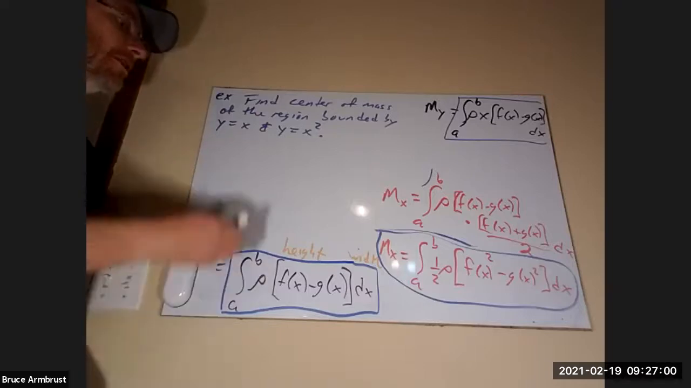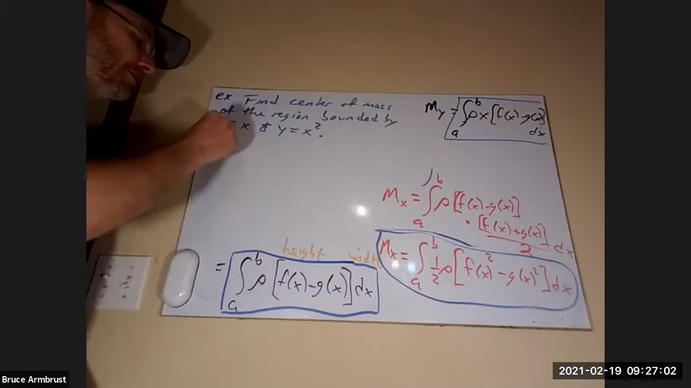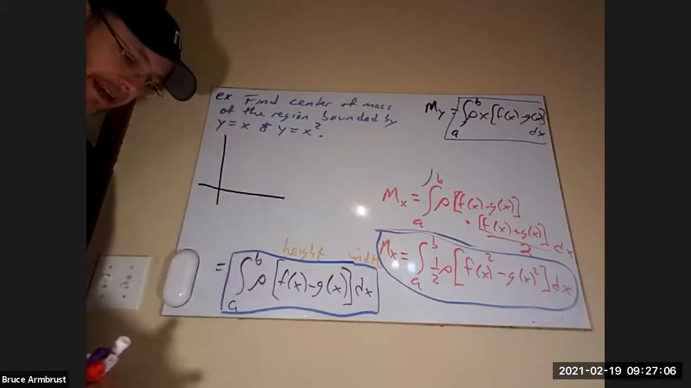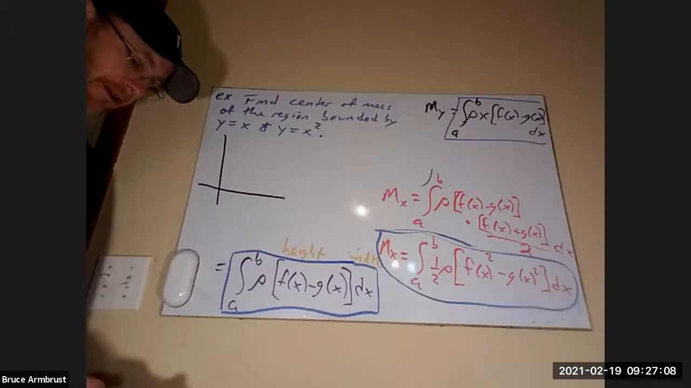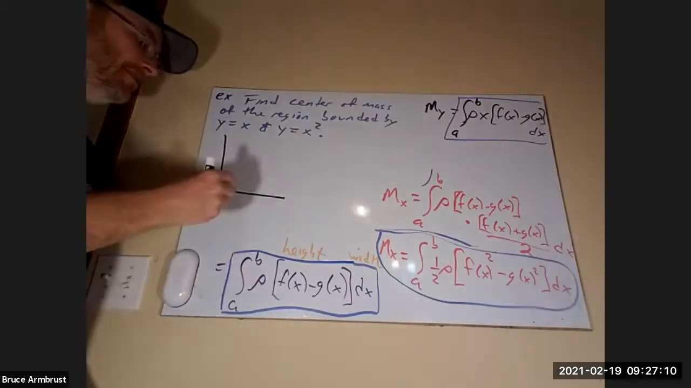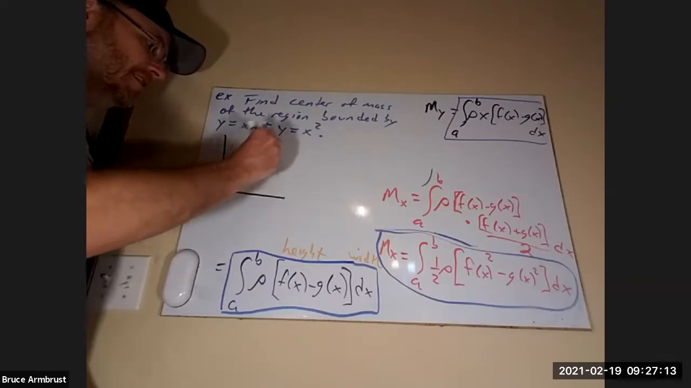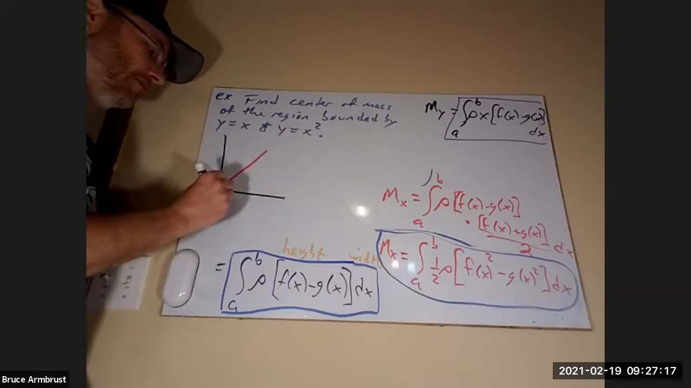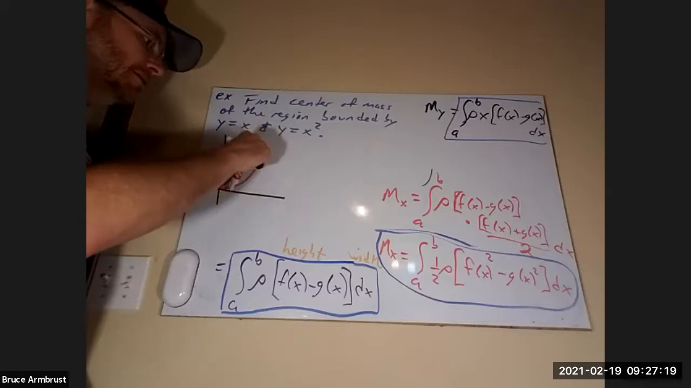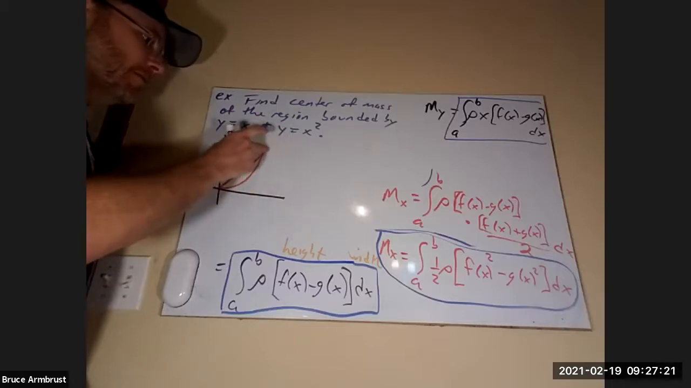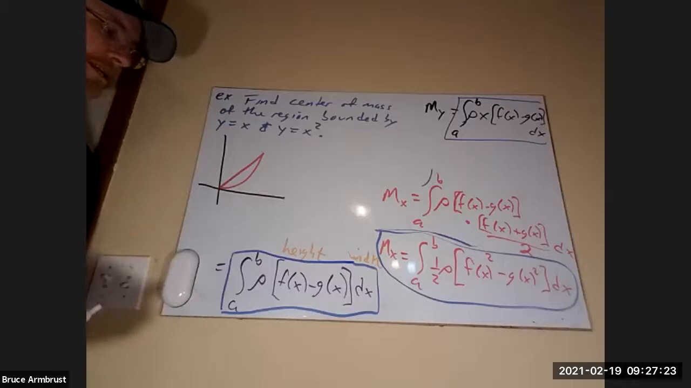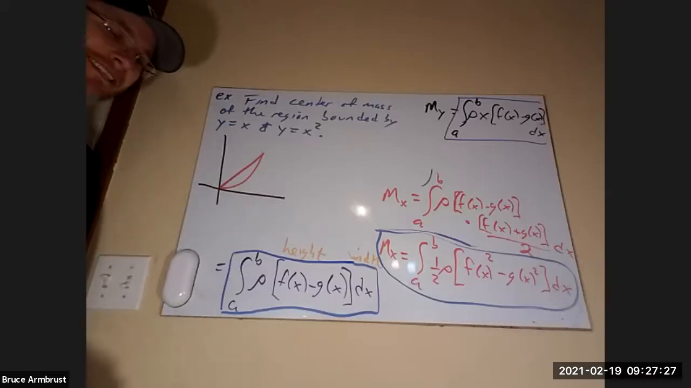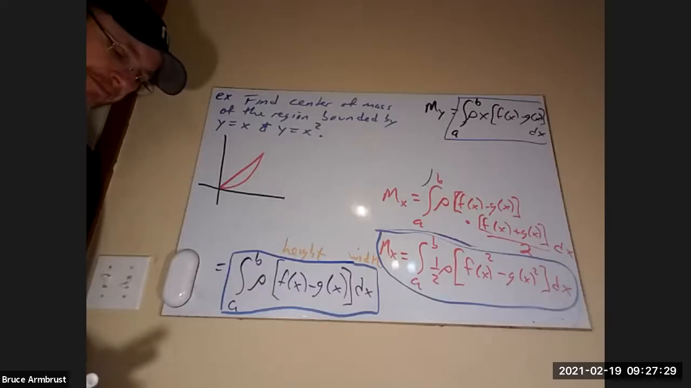So let's start with drawing a graph of it, just so we know what we're doing. Y equals x, of course, that's the line that goes through the origin with the slope of 1. So that looks like this. And then y equals x squared is a parabola, vertex at the origin. So there's our region. And we want to figure out where its center of mass is.